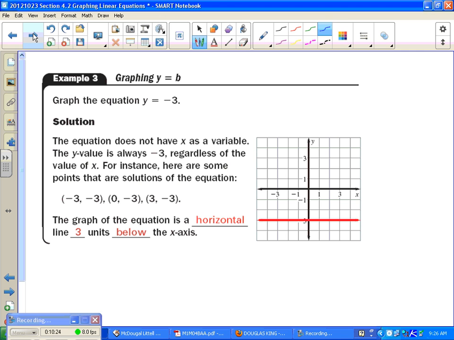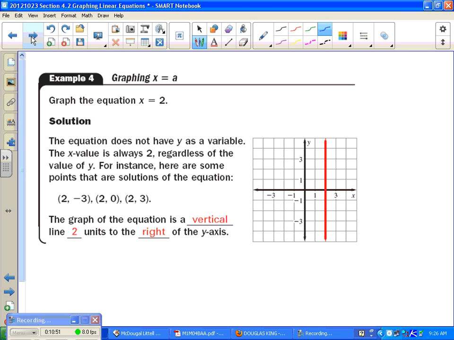Example number 3 is graphing y equals b. Notice your y value is the same for each of these. It's all negative 3. So it doesn't matter what your x value is, it's always going to be negative 3. It doesn't matter what number you plug in place of x. So the graph of the equation is a horizontal line 3 units below the x-axis, or where y's value is negative 3.